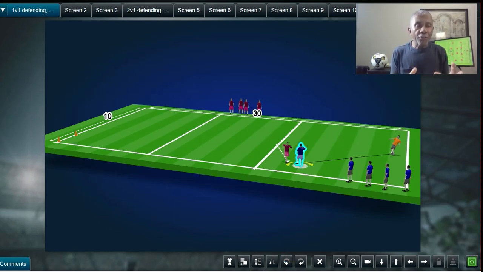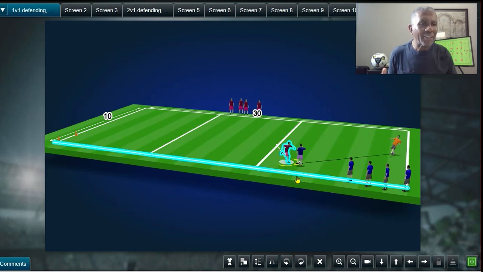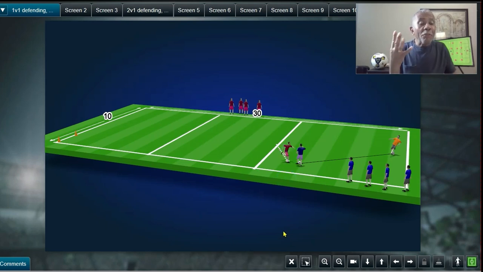The third coaching point is the posture. The defender has his knees bent, his arms open. Is he sideways? Let's see. Is he sideways or not? No. So he has to be sideways. Let's fix it. Now he is sideways. Now he cannot get nutmegged. And all of that.